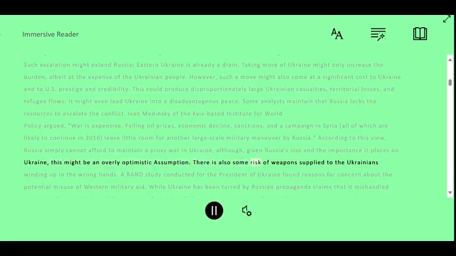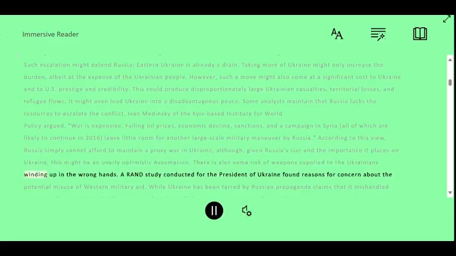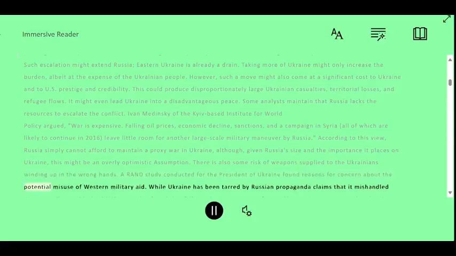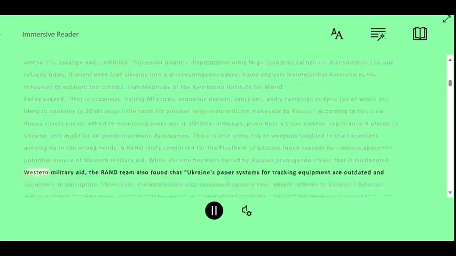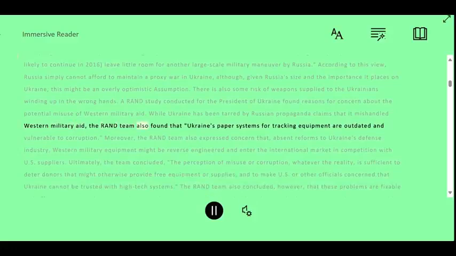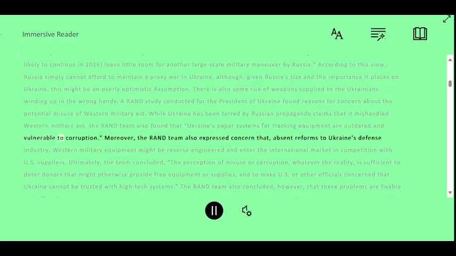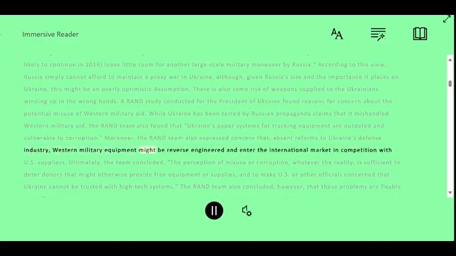There is also some risk of weapons supplied to the Ukrainians winding up in the wrong hands. A RAND study conducted for the president of Ukraine found reasons for concern about the potential misuse of Western military aid. While Ukraine has been tarred by Russian propaganda claims that it mishandled Western military aid, the RAND team also found that Ukraine's paper systems for tracking equipment are outdated and vulnerable to corruption.